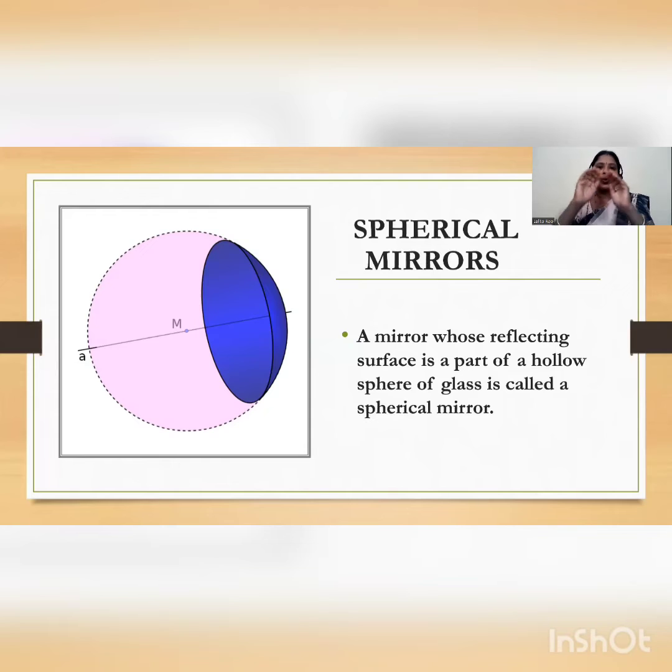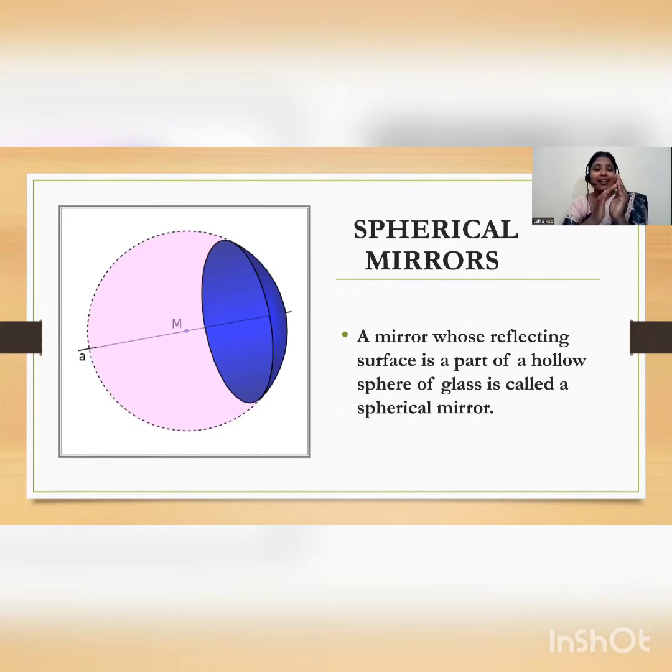Imagine you have a hollow sphere of glass. Suppose you have a football or a cricket ball; in the same manner, instead of a cricket ball or tennis ball, you have a hollow glass ball. When you break it into two parts, and I polish this part, then this part will act as a mirror, right?